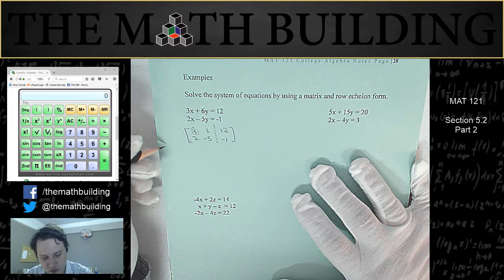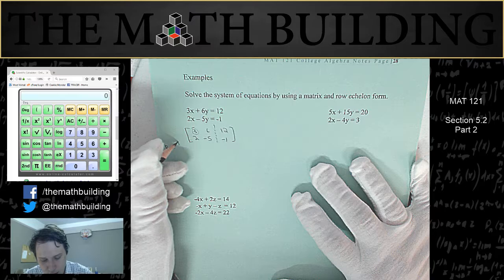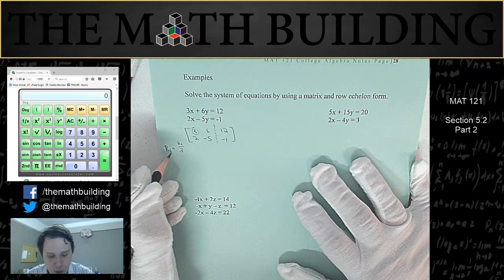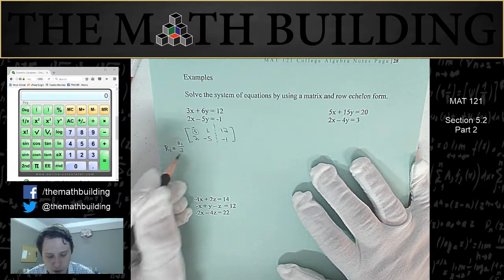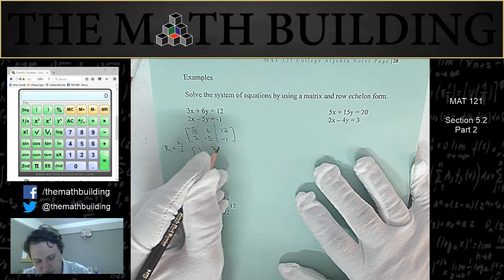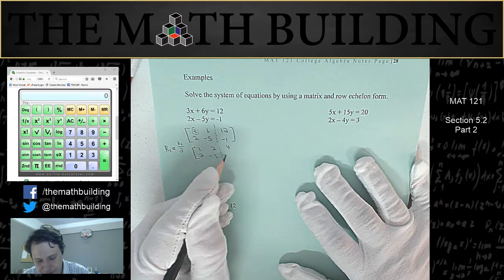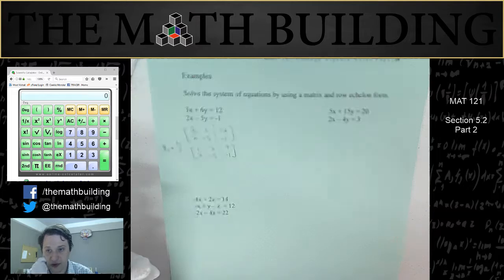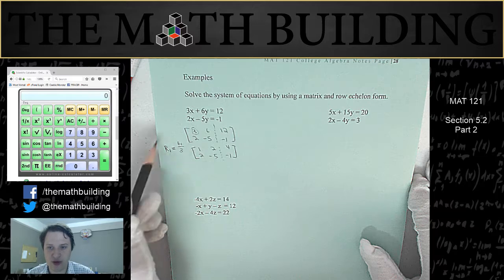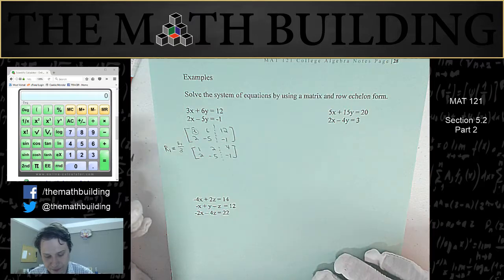And so here's what I want you to write. Row 1 is equal to row 1 divided by 3. R sub 1 means row 1, and we're replacing row 1 with row 1 divided by 3. So that will give me 1, 2, 4, and the bottom row didn't change. We're always going to do operations to rows. So we did row 1 equals row 1 over 3, and I highly recommend you write this to keep yourself on track of what you're doing.